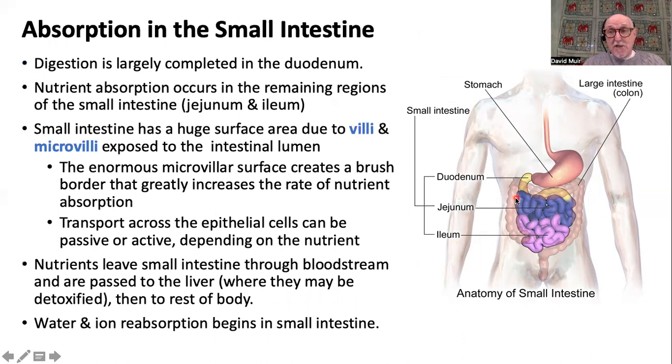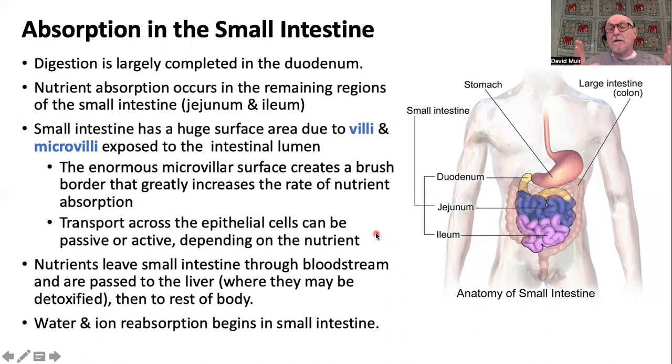Most digestion is completed in the duodenum. Most absorption of nutrient takes place inside the small intestine. So the small intestine is especially adapted for this absorptive process. Even though it's long, it's 22 feet long, it still has to achieve the task of absorbing as much nutrient as the animal needs in a relatively short space of time.